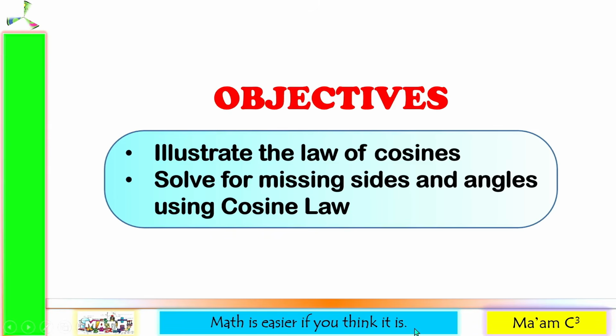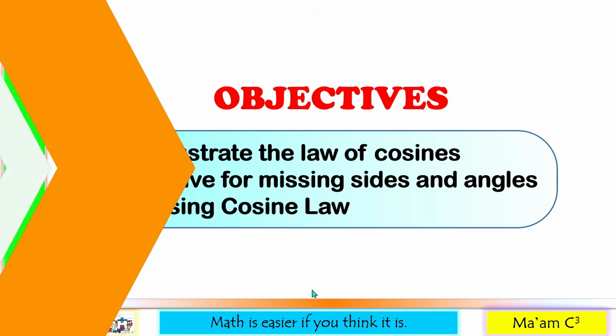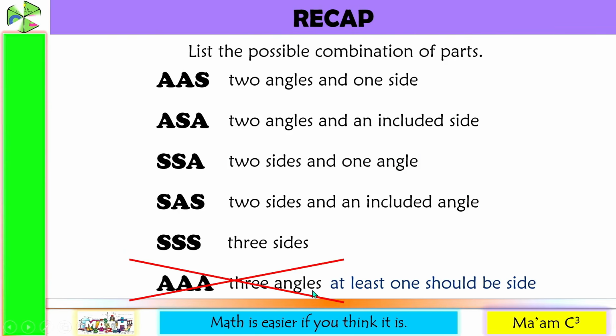Our objectives in this lesson are the following: illustrate the law of cosines and solve for missing sides and angles using cosine law. Let's have a quick recap of what we have learned previously.